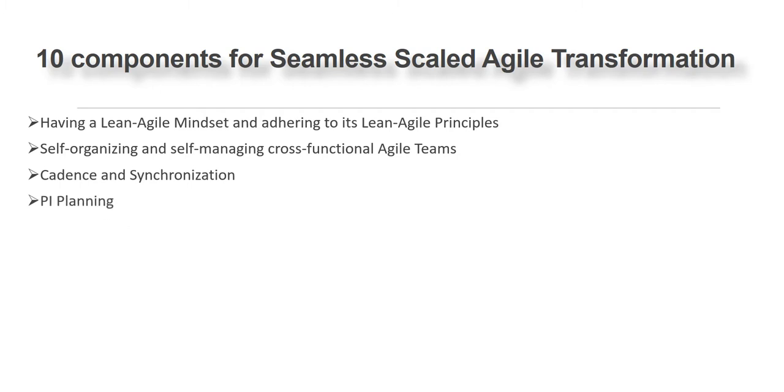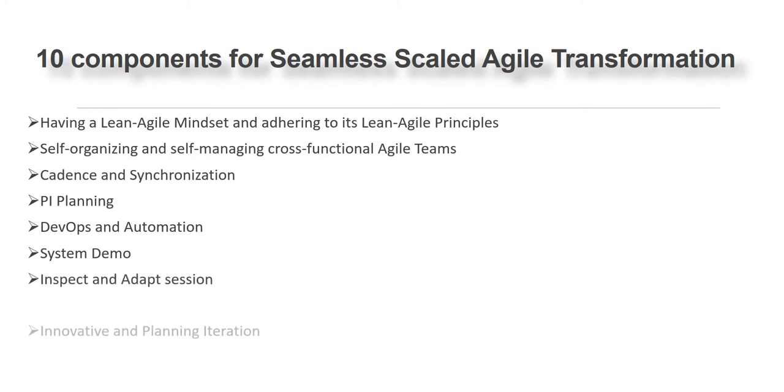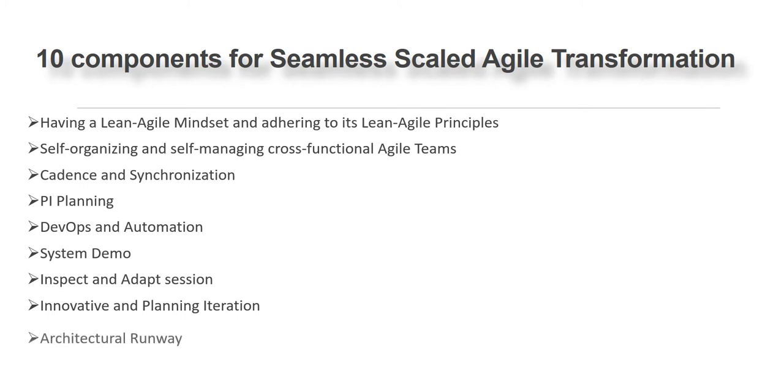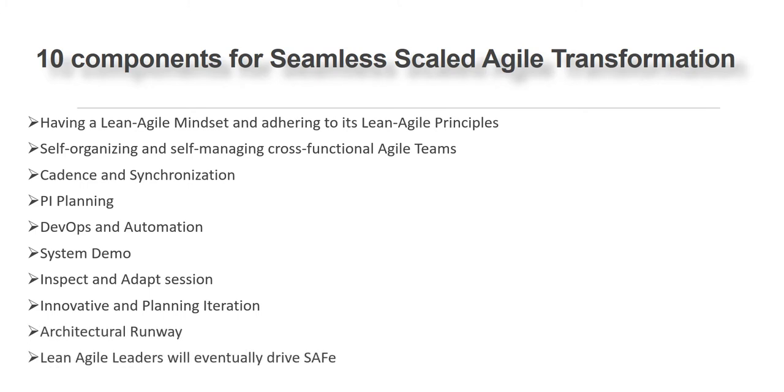PI planning, the heart of scaled agile. We'll talk about it. DevOps and automation, something that is going on currently in our industry, the flavor of the season, the thing everybody wants to go for right now. Adopt DevOps and automation. Why? We'll come to that point later. System demo, inspect and adapt session, innovation and planning iteration, architectural runway. Lean agile leaders will eventually drive SAFe. So these are the 10 components that would help you do a seamless agile transformation. So let's talk about them.